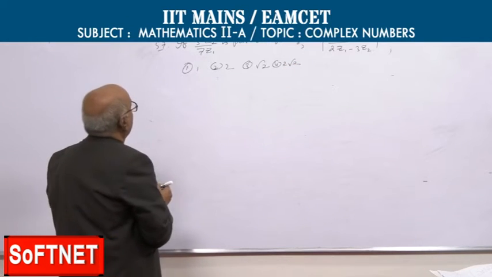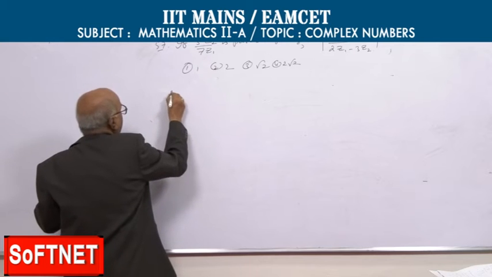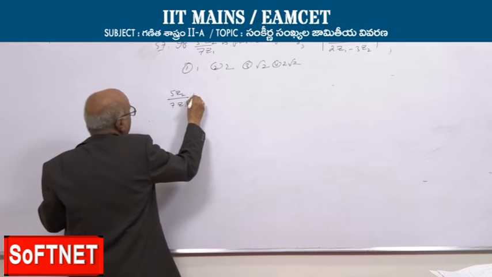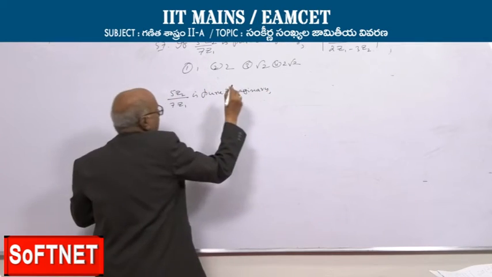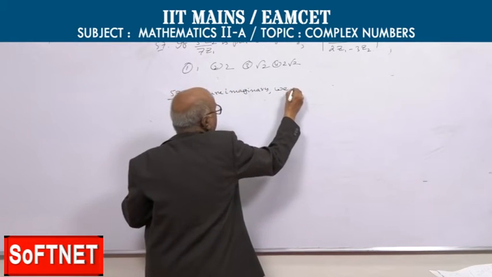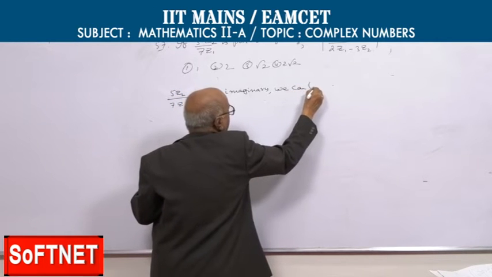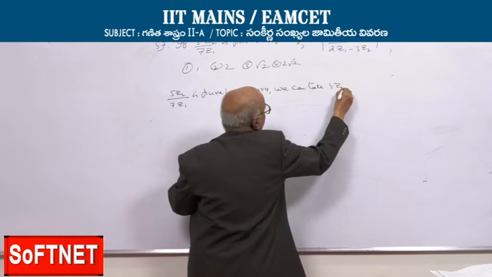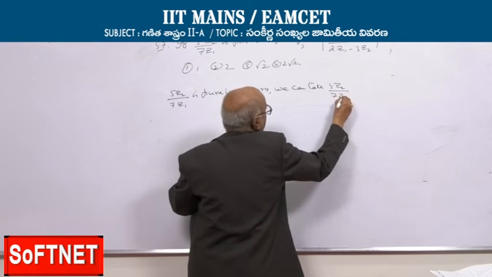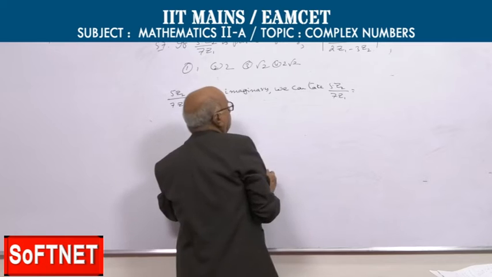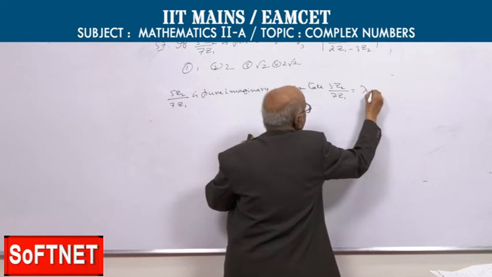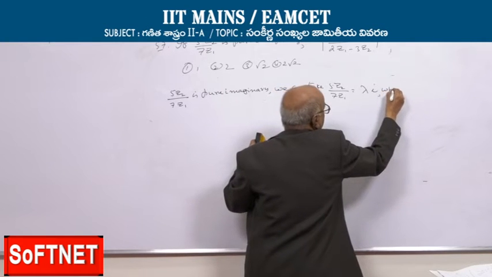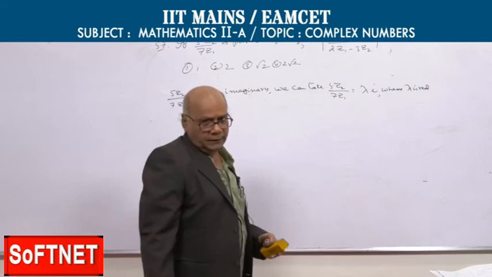Okay. Now you can see that 5Z2 by 7Z1 is pure imaginary. We can take 5Z2 by 7Z1 is equal to lambda I, where lambda is real. Pure imaginary means real part is zero.